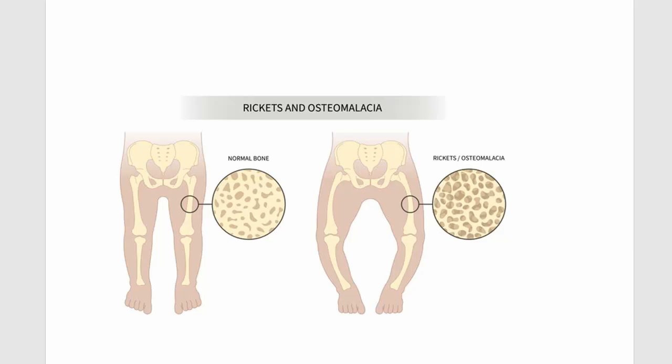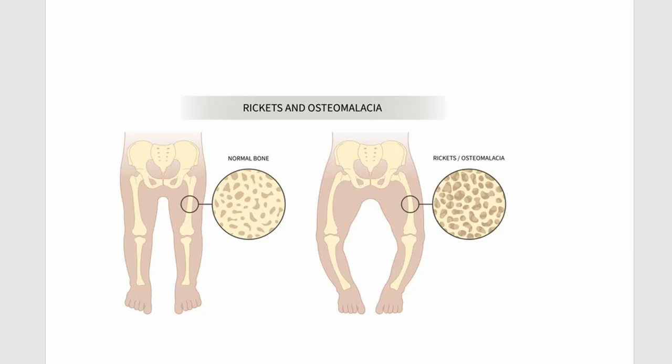So yeah, the primary cause of this is deficiency in vitamin D. That plays a crucial role in calcium absorption and bone mineralization. So without adequate vitamin D, the body cannot effectively absorb calcium from the diet. This leads to low levels of calcium in the blood and the inadequate mineralization of the bone matrix.